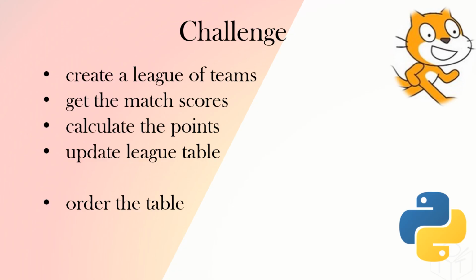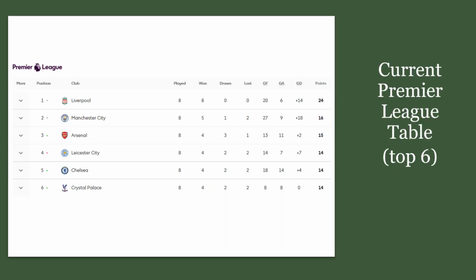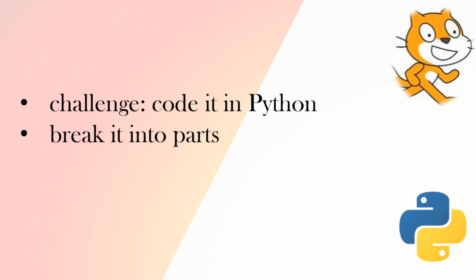Following on from the previous video, we had a challenge where we created teams and some matches and put the scores of those matches in, creating points that we added to the table. We used the Premier League table from a couple of weeks ago with the top 6 teams, and the idea is that we can break the problem down into parts. We look at the design in Scratch. It should be straightforward, and that will help us with the Python code.